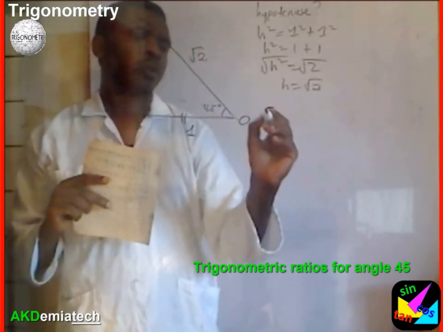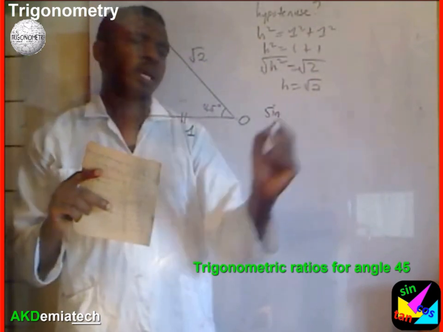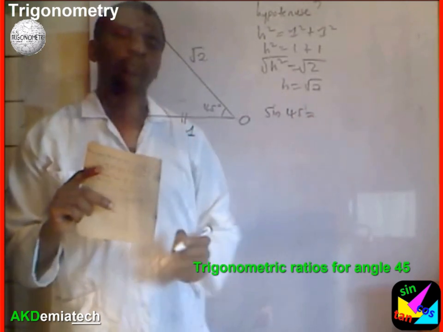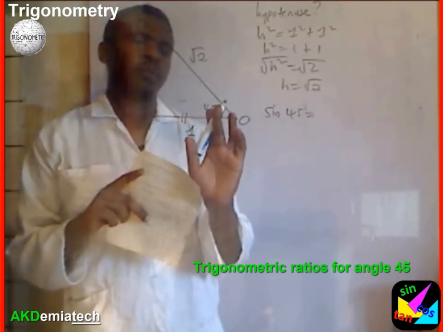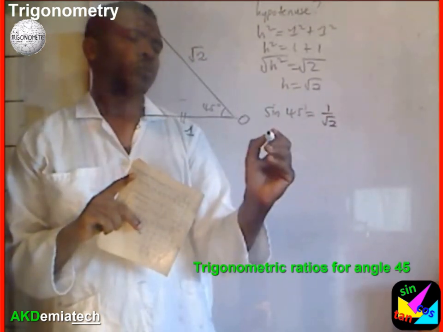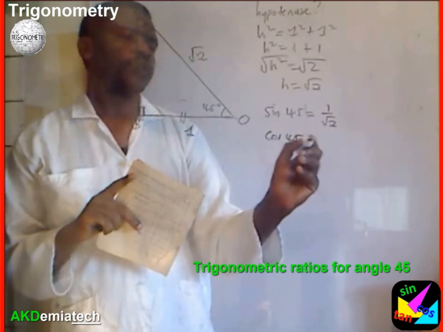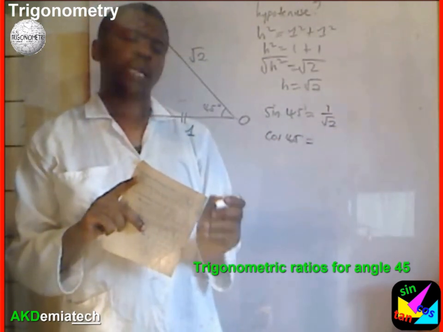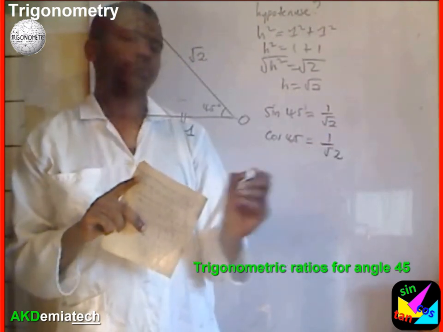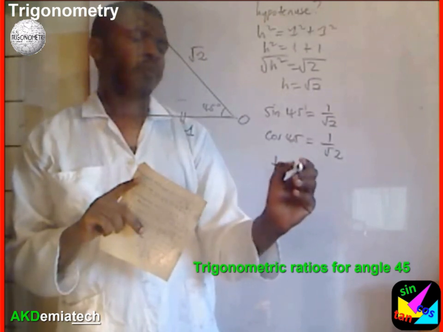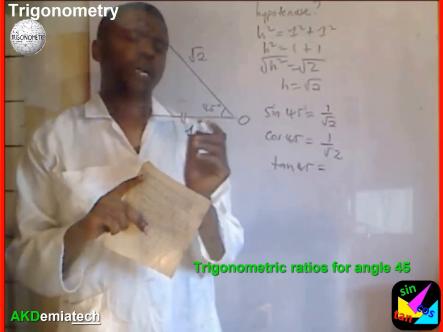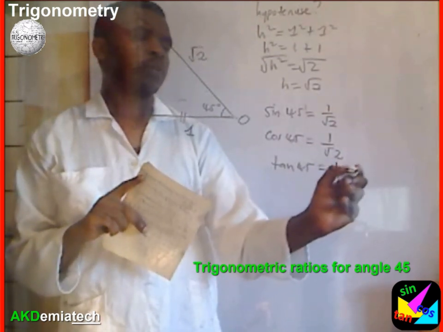Now, sine 45 degrees is equal to opposite all over hypotenuse, which is 1 all over root 2. Cos 45 is equals to adjacent all over hypotenuse, 1 all over root 2. Tan 45 is equals to opposite all over adjacent. This is 1 all over 1 is equals to 1.